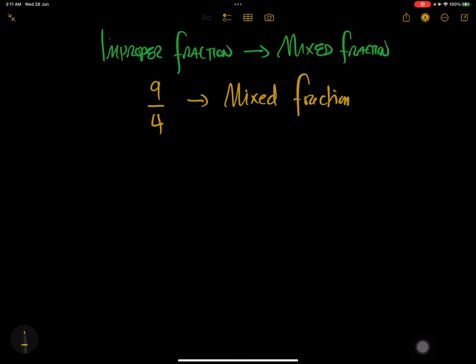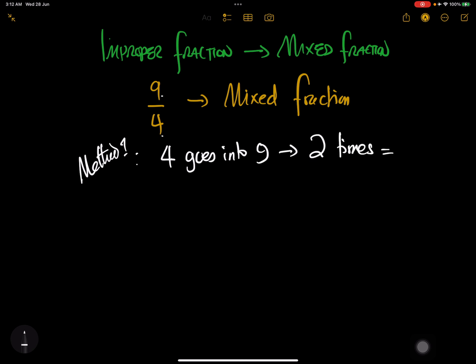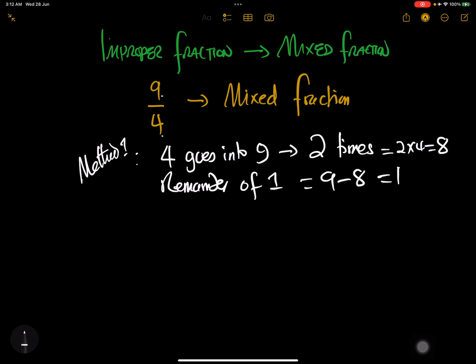There are two methods I'm going to mention. First, method 1, you just ask yourself, how many times does the denominator, which is 4, go into 9? We know that 4 can only go into 9 2 times. Why is it 2 times? Because 2 times the 4 is 8, which is closer to the 9. So 4 goes in 2 times, and there'll be a remainder of 1. Why? Because it's just 9 minus the 8, which is equal to 1. So that's the remainder that we are getting.